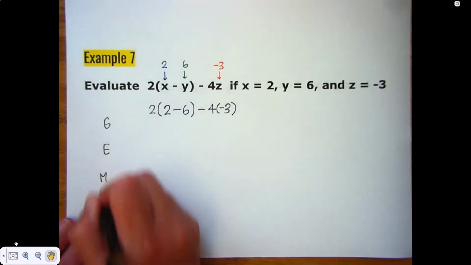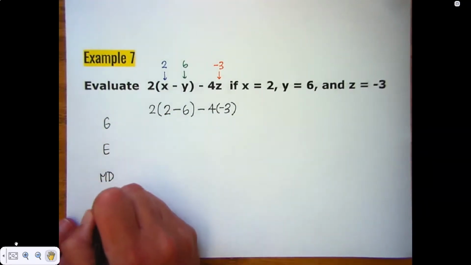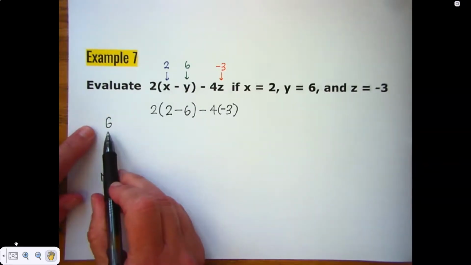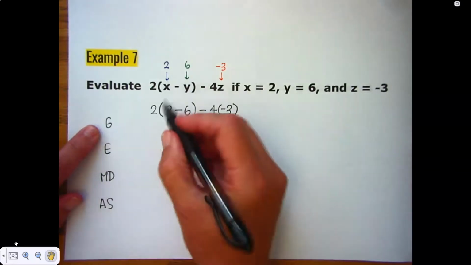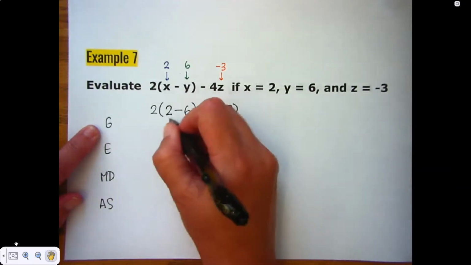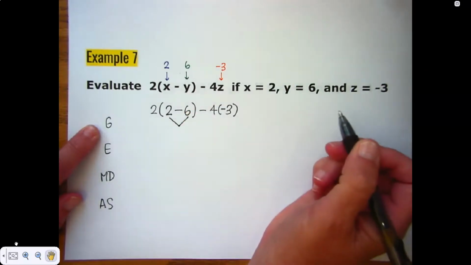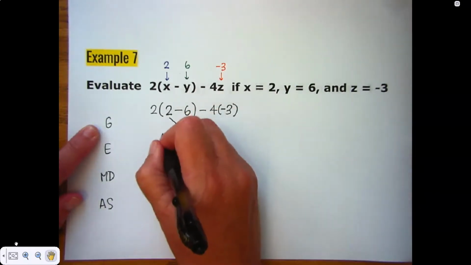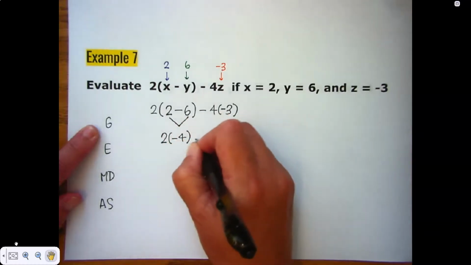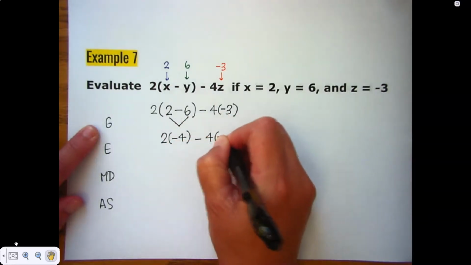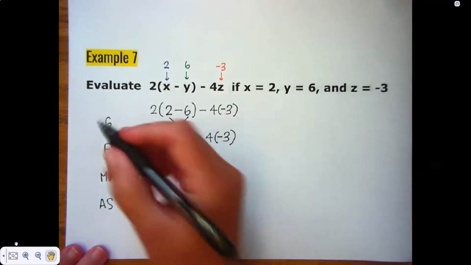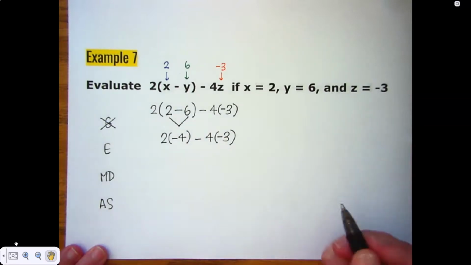All right, let's do a little GEMDOS. Look at your problem. Do you have grouping symbols? And the answer is this time, yes, you do, because here are parentheses, and there's something we can do inside. So we're going to do 2 minus 6 first. So this is going to be 2 times a -4 minus 4 times a -3. So grouping symbols now are done.